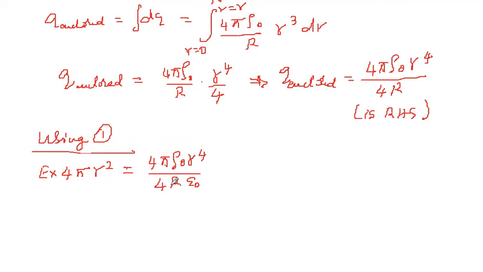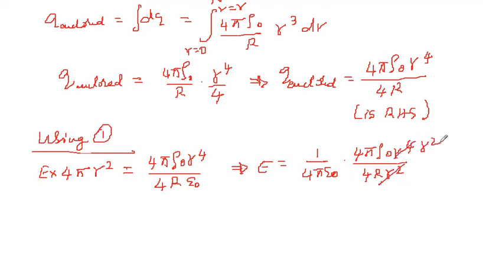Epsilon O in this equation, right? So now what I have to think is I have to do something for this E. That implies E is equals, when I rearrange it, 1 divided by 4 pi epsilon O. What is left at the numerator is 4 pi rho O r to the power 4, divided by 4r and r square. So this r square and this r to the power 4 get cancelled, so it becomes r squared.